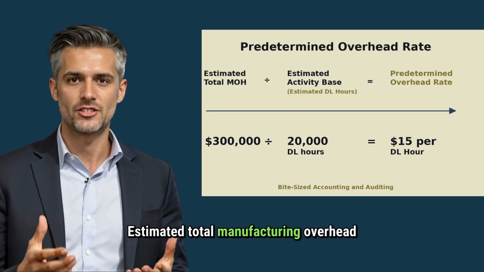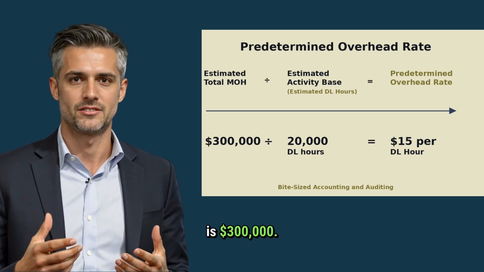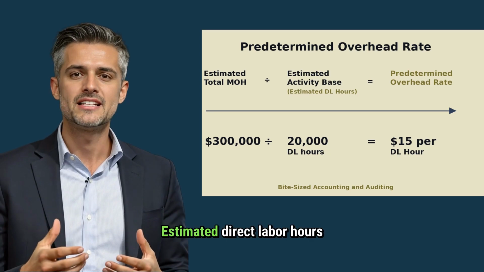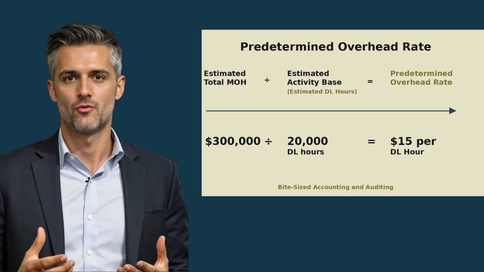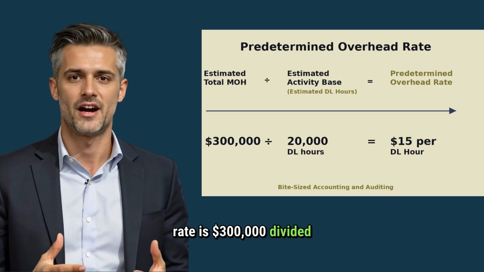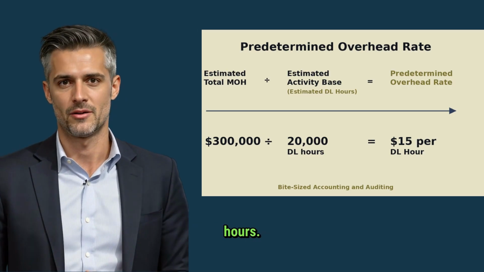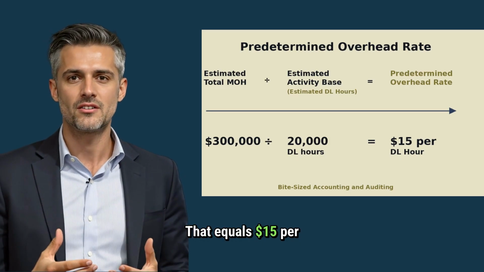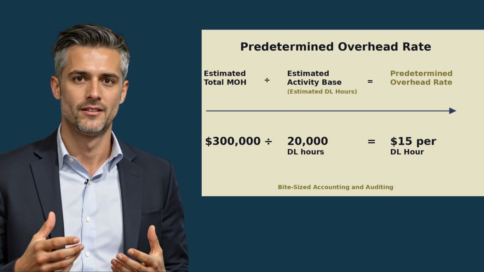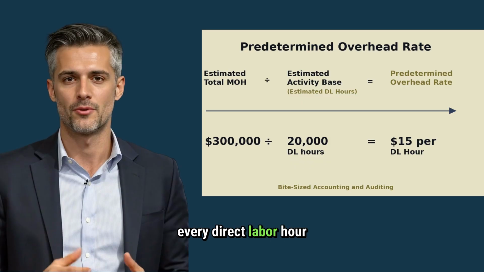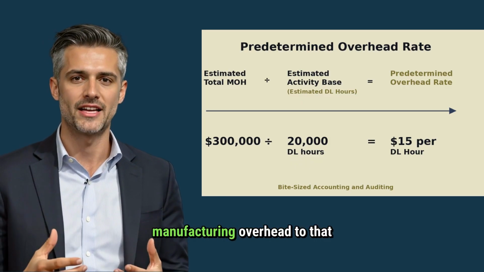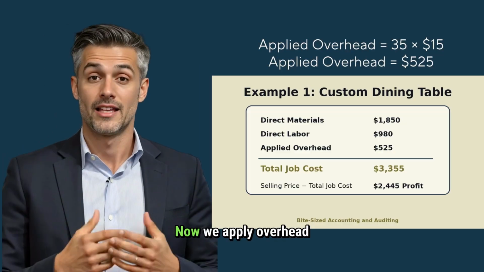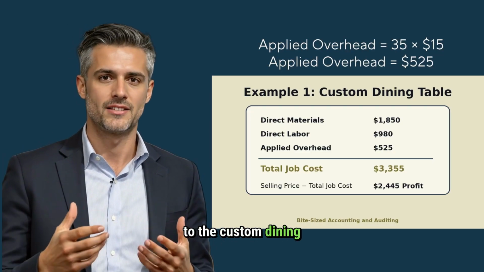Estimated total manufacturing overhead is $300,000. Estimated direct labor hours are 20,000 hours. So the predetermined overhead rate is $300,000 divided by 20,000 direct labor hours. That equals $15 per direct labor hour. This means that for every direct labor hour used on a job, we assign $15 of manufacturing overhead to that job. Now we apply overhead to the custom dining table.